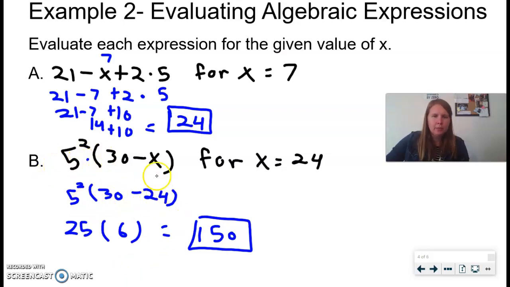B here, so I substituted in your 24 for x. What I did is I did the parentheses as well as the exponents in the same step. So I just knew that 5 squared is 25, and then I did the 30 minus 24, which is 6, and then I'm just left with 25 times 6, which is 150.